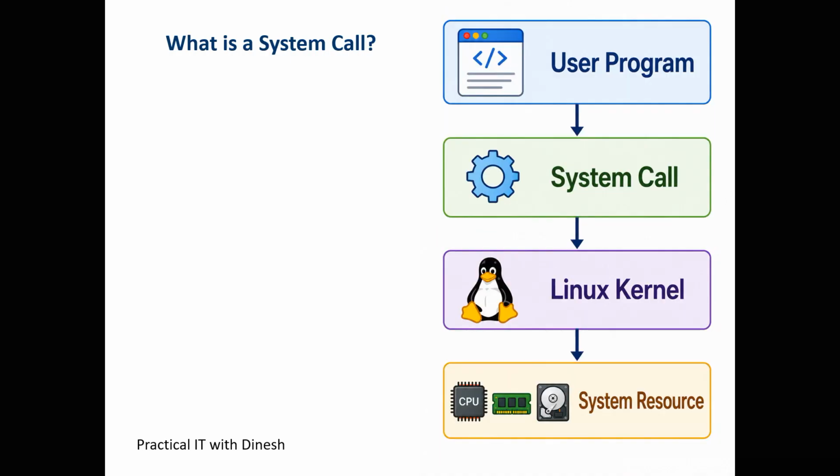A system call is an interface through which a program requests a service from the kernel. A program might ask the kernel to open a file, create a process, allocate memory, or communicate over a network. So system calls form an important bridge between user space and the kernel.